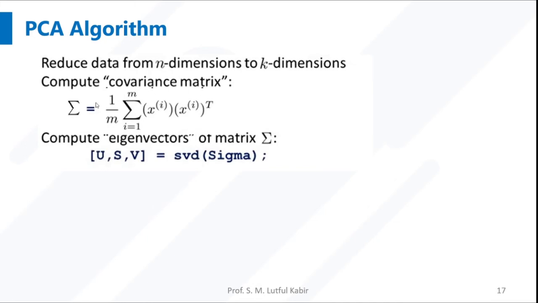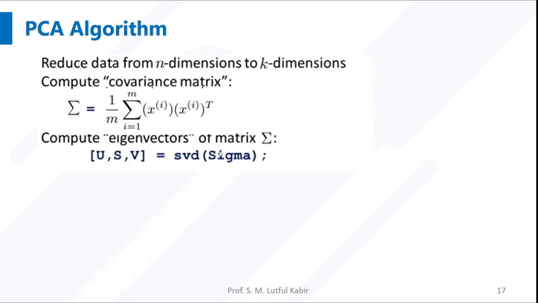Covariance matrix is denoted by sigma. This symbol is actually capital sigma. This is very similar to the summation sign, but it's not summation. On the right hand side, you have to multiply xi with xi transpose, and then sum all the multiplication results for m number of examples, and then take the average by 1 over m, and you will get the sigma. This is called the covariance matrix.